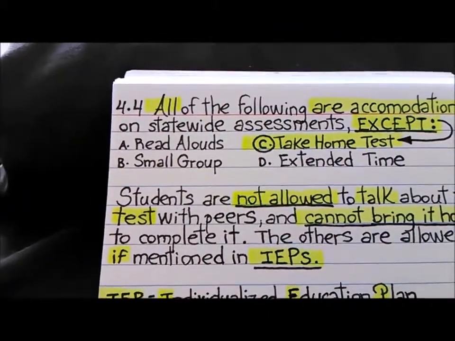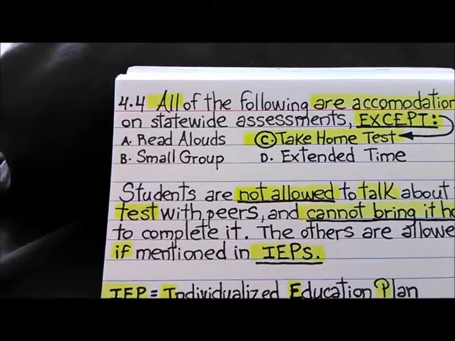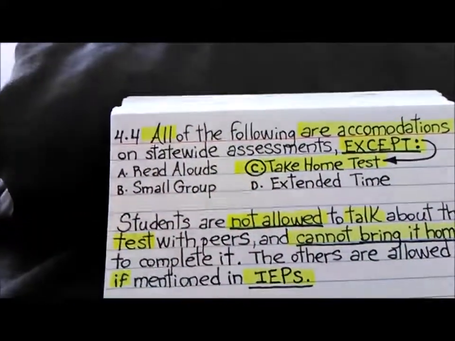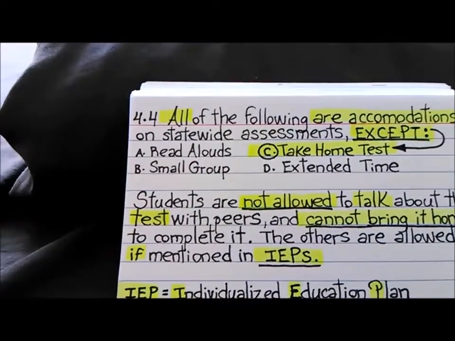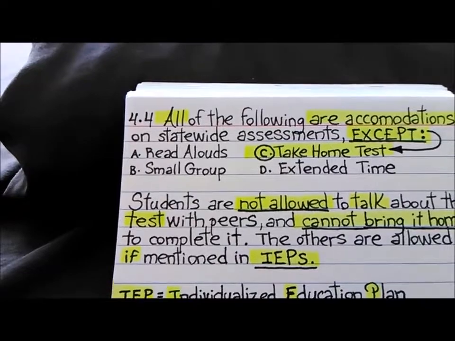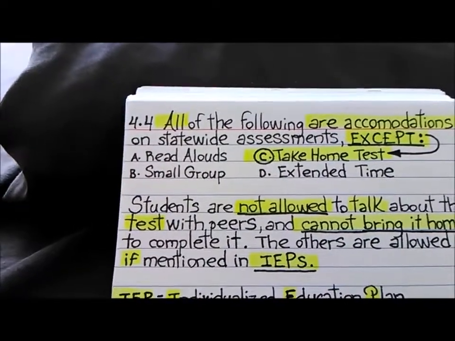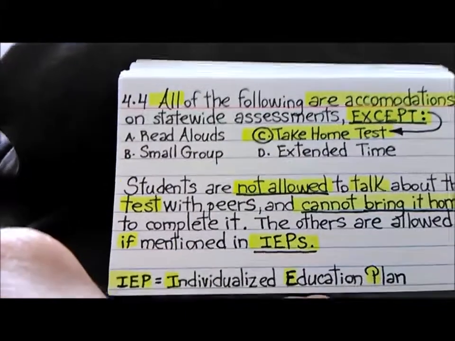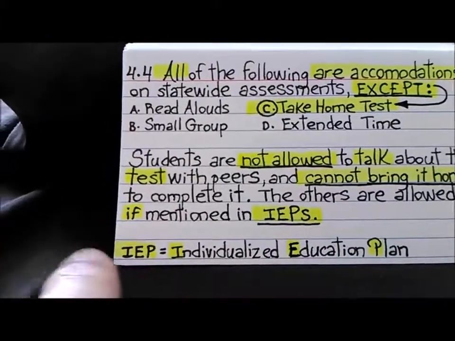All of the following are accommodations on statewide assessments except take-home test. Students are not allowed to talk about the test with peers and cannot bring it home to complete it. The others are allowed if mentioned in the IEPs. IEP is Individualized Education Plan. That's an IEP.